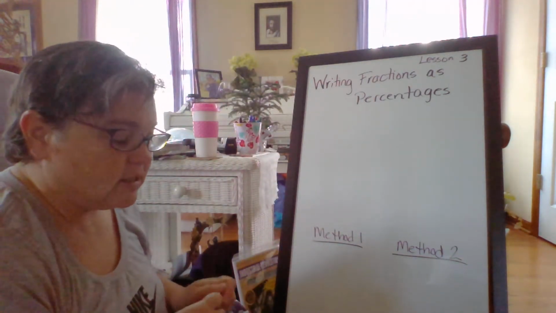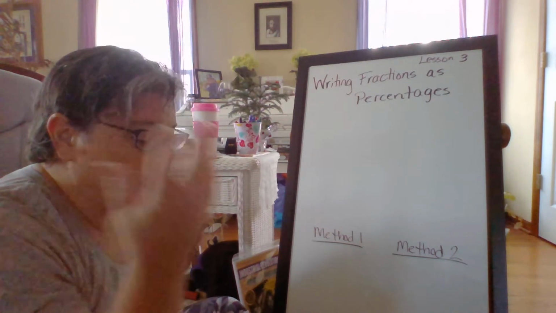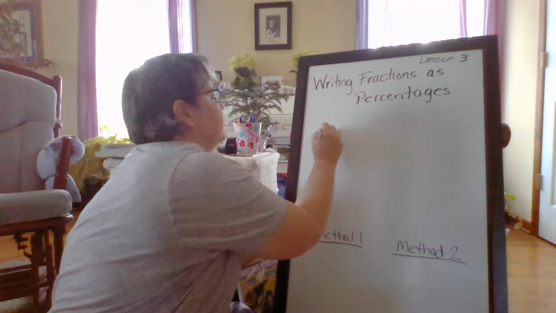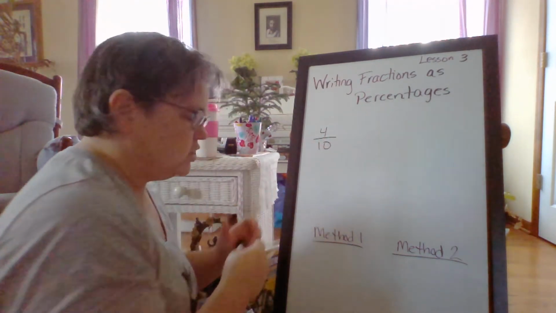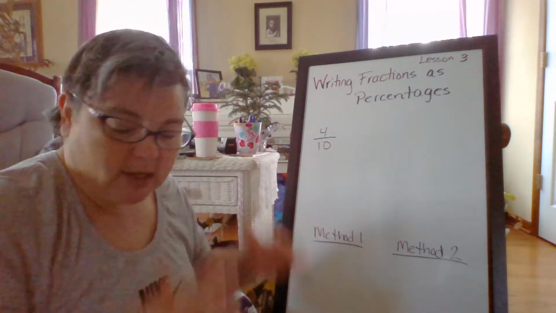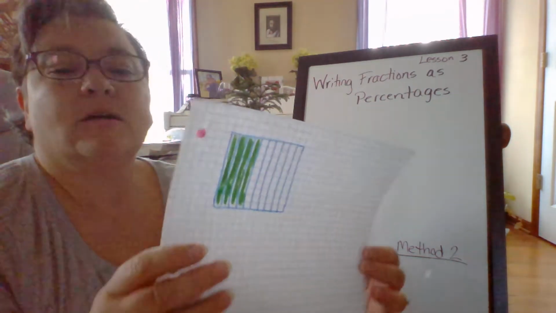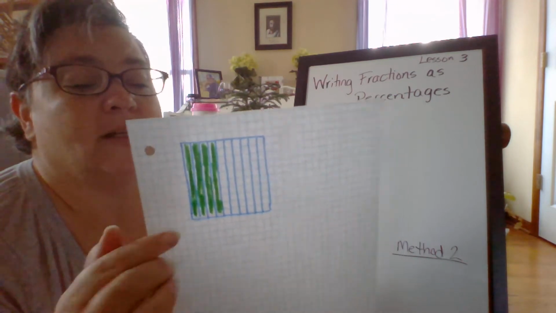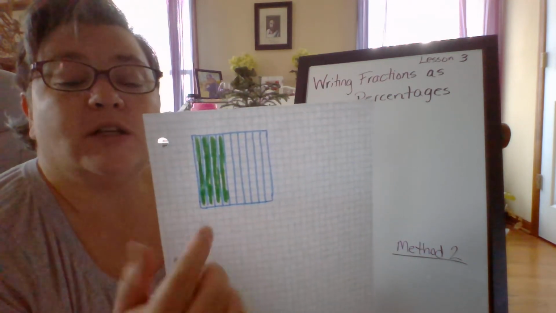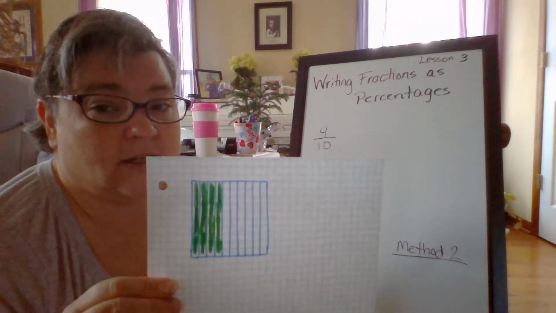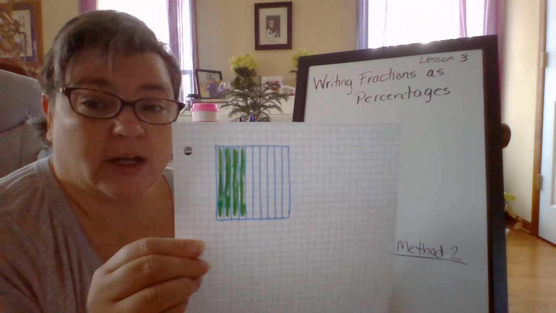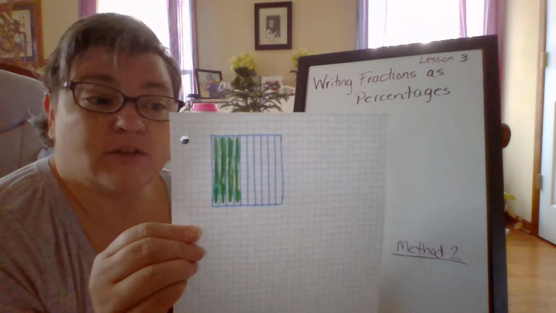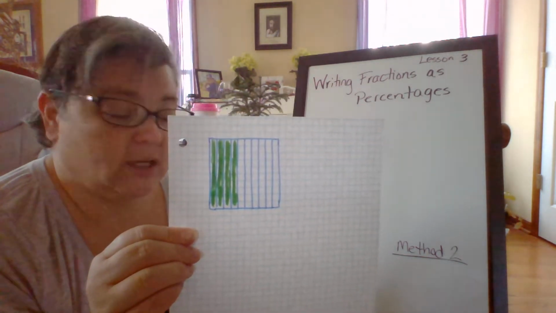Okay, let's express 4/10 as a percentage. Now I want to show you what we're doing. Like in your mind, I want you to think this way. So here I have a grid, and it has been broken up into tens, and you see that 4 out of 10 have been colored in. So 4/10 of this fractional grid have been colored in.